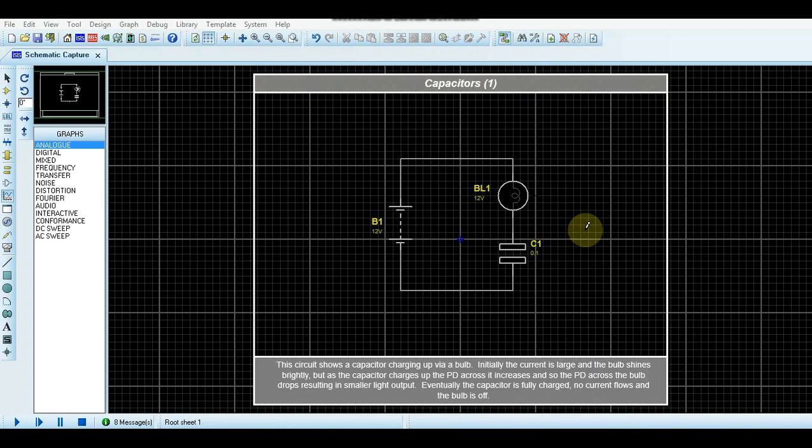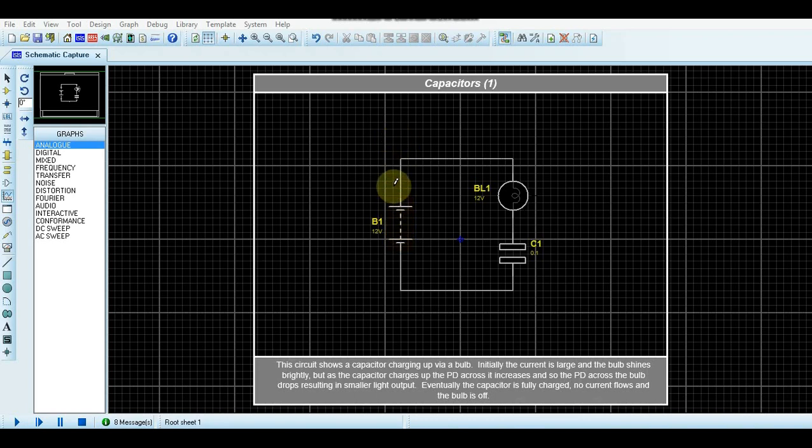So today we are going to understand about the Proteus 8 simulations and demonstration. So I took this circuit from the sample circuits in Proteus, and I just ran the simulation. I will show you the behavior of this circuit, the charging profile of a capacitor by using a battery.